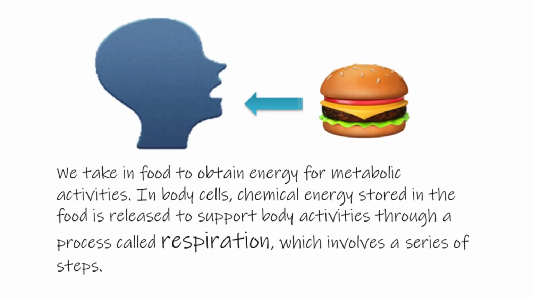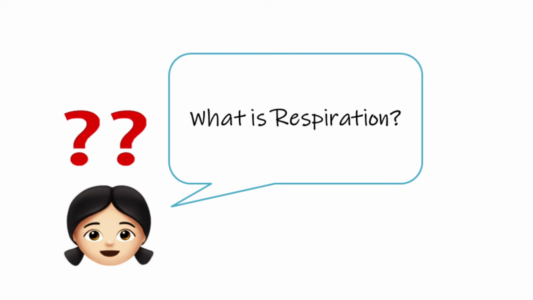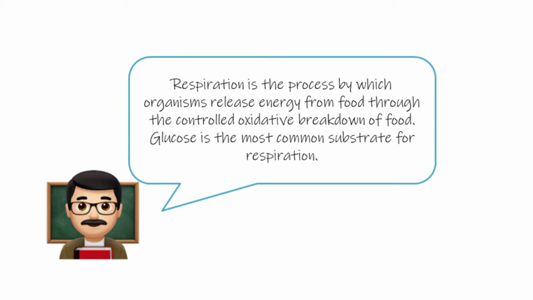We take in food to obtain energy for metabolic activities. In body cells, chemical energy stored in food is released to support body activities through a process called respiration, which involves a series of steps. So, what is respiration? Respiration is the process by which organisms release energy from food through the controlled oxidative breakdown of food. Glucose is the most common substrate for respiration.